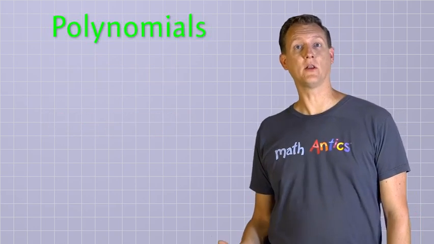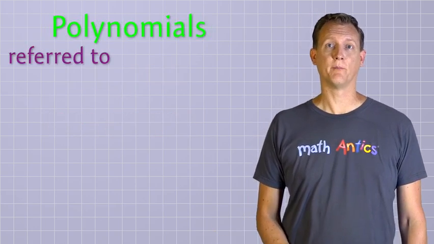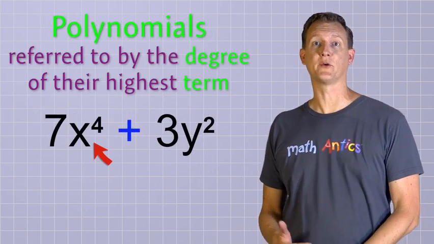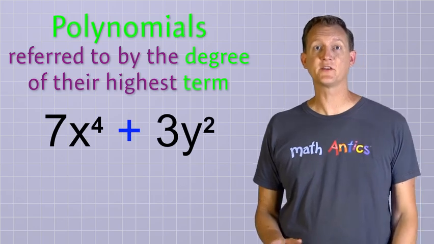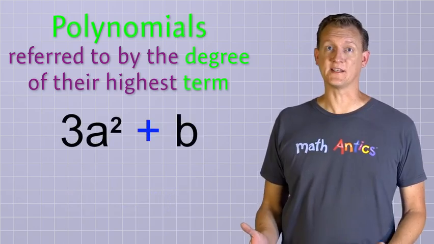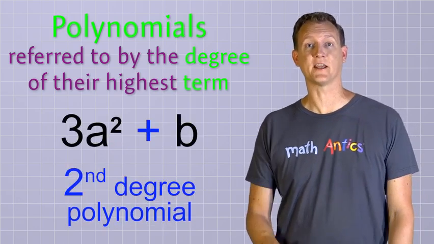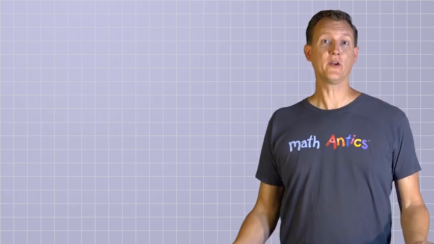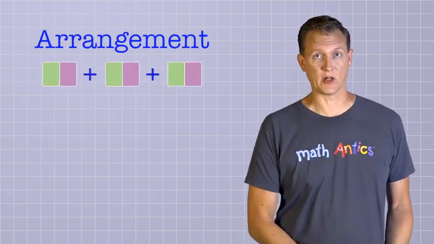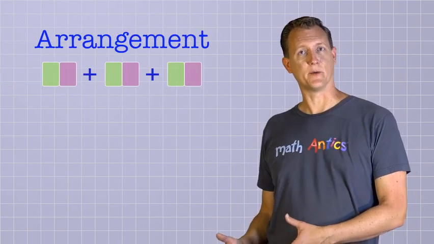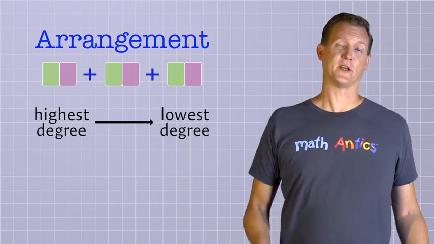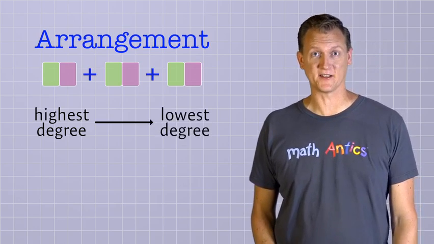Okay, but why do we care about the degree of terms? Well, it's because polynomials are often referred to by the degree of their highest term. If a polynomial contains a 4th degree term, but no higher terms, then it's called a 4th degree polynomial. But if its highest term is only a 2nd degree term, then it's called a 2nd degree polynomial. Another reason that we care about the degree of the terms is that it helps us decide the arrangement of a polynomial. We arrange the terms in a polynomial in order from the highest degree to the lowest. You know, because mathematicians like to keep things organized.